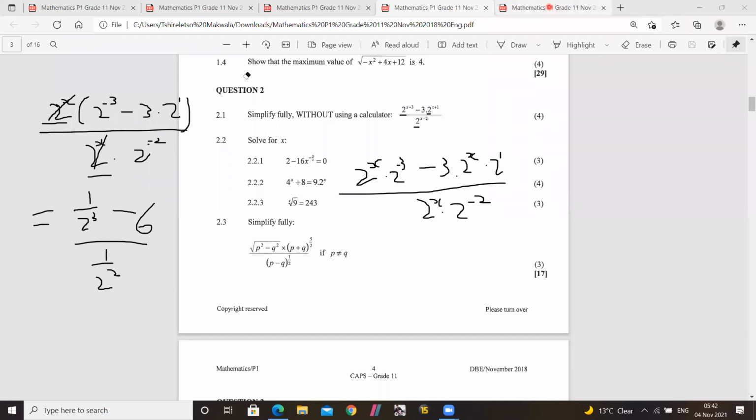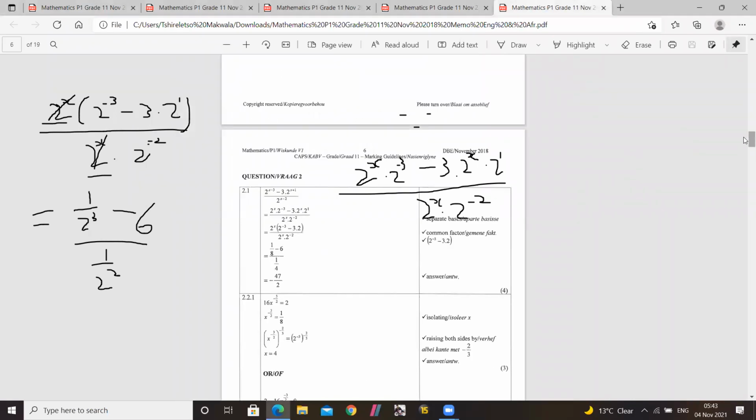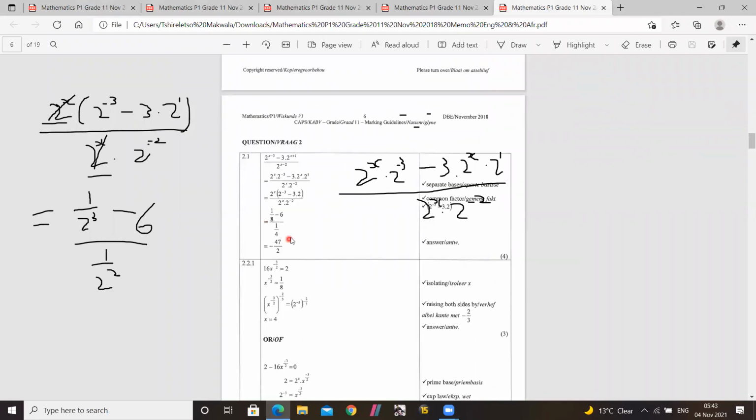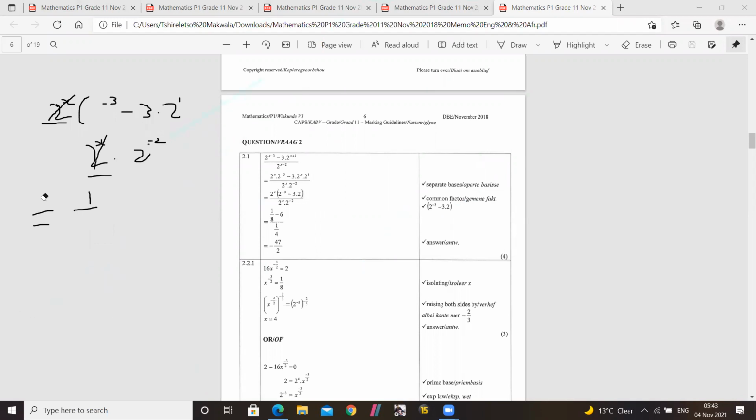So let me show you the answer. You see here, from here on, they used the LCM method to calculate this, but you can put this in the calculator. The reason why they say simplify without using a calculator is that they wanted to see if you can reach this step without using a calculator. That's what they were testing. Okay, so that's the first question when it says simplify fully without the use of a calculator. So that's what you do.